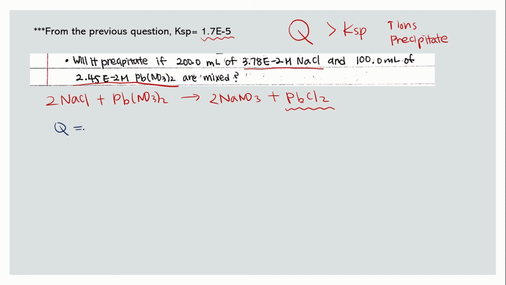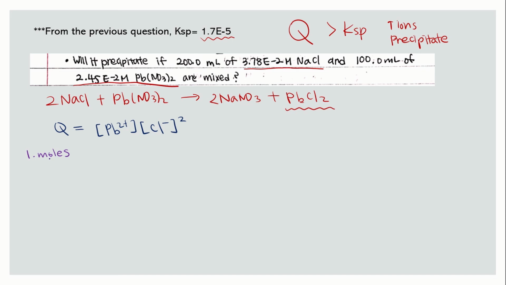So Q will equal the same as Ksp, lead ions times Cl minus squared. And now we have to find the concentration of both of these ions. First, you have to find the number of moles of Pb2+ and Cl minus in each of these compounds. And then we have to find the concentrations of both of these ions in the mixed solution.